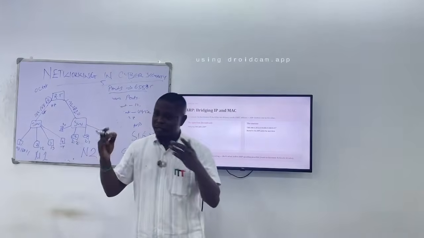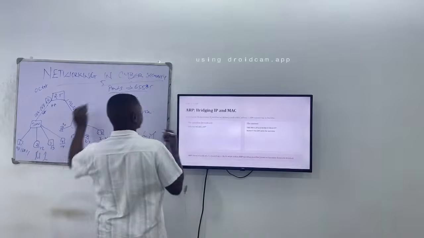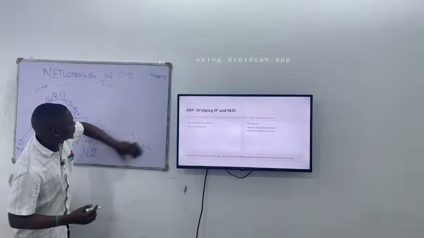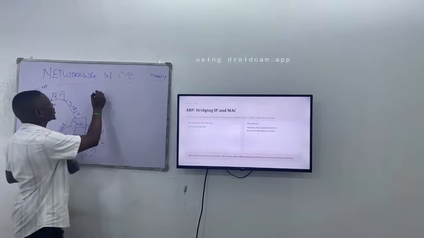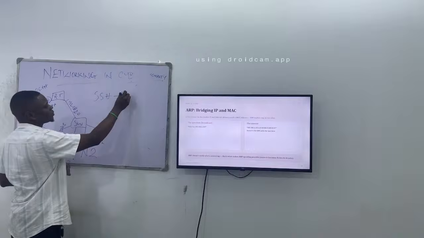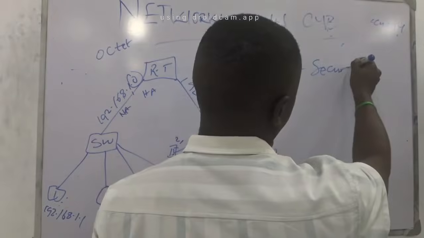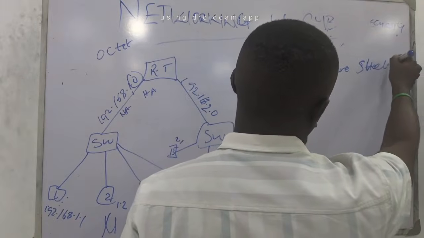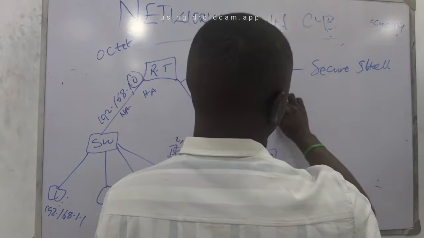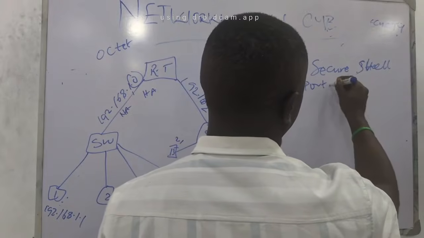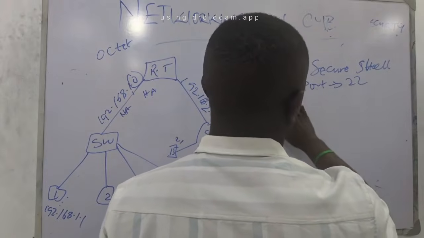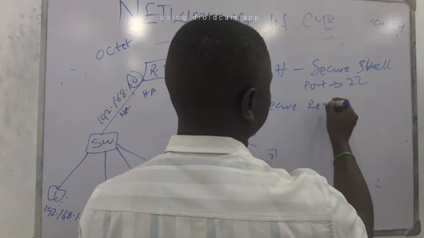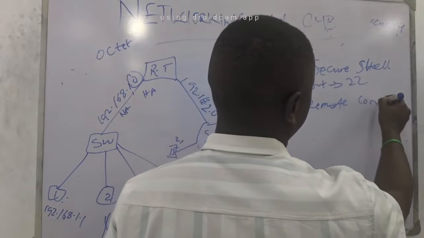So SSH is secure shell. Let's go back. Sorry, those online don't need to go back. So SSH, secure shell, uses port 22. It allows secure remote connection.